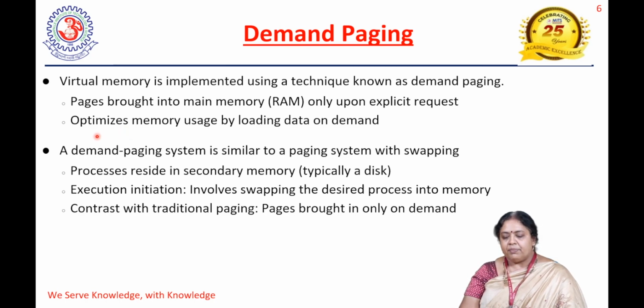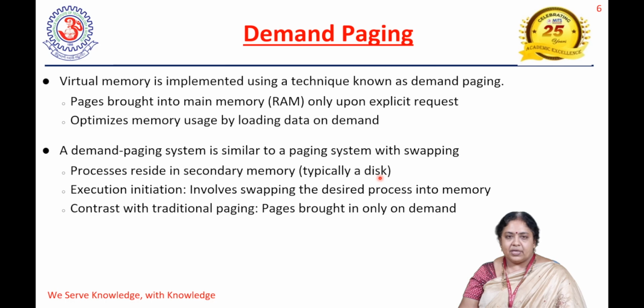Demand paging is very similar to a paging system with swapping. Swapping means a process is brought into memory and swapped out from memory. If sufficient space is not available for a process to be executed, then another process will be swapped out and this process will be swapped in. The process resides in secondary storage, more typically called a disk.